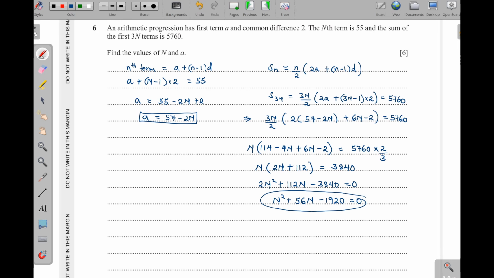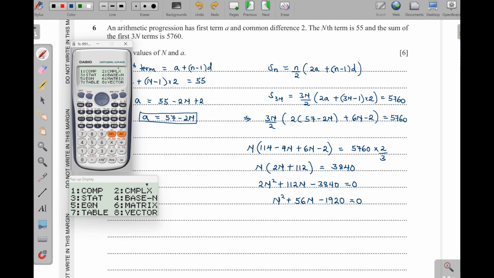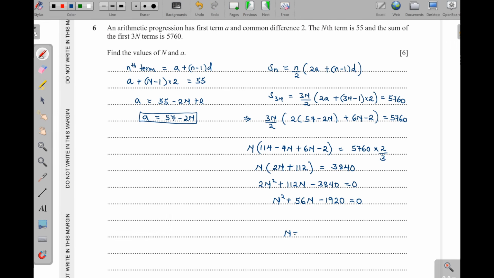So I can solve this quadratic equation using the calculator. Mode, then equation is 5, and then 3 is quadratic. We have 1, then we have 56, then we have negative 1920. And this is 24, and then negative 80. Negative 80, and then 24. So meaning, if I bring this one back, we shall have n plus 80, and then also bring this one back, you will get n minus 24, which is equal to 0.